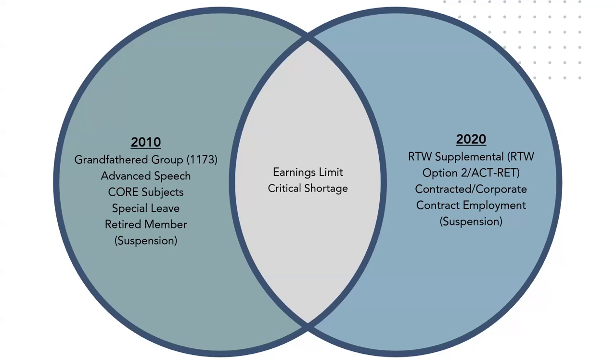Both laws have an earnings limit. They are based on different things. Both of them are 25%. 2010 is based off of the annual benefit of the retiree, and 2020 is based off of their final average comp. And 2010 has a number of positions that are applicable for the earnings limit, and 2020 is anybody full-time or part-time as long as they are directly employed. And then, of course, there's critical shortage, which is applicable to both.